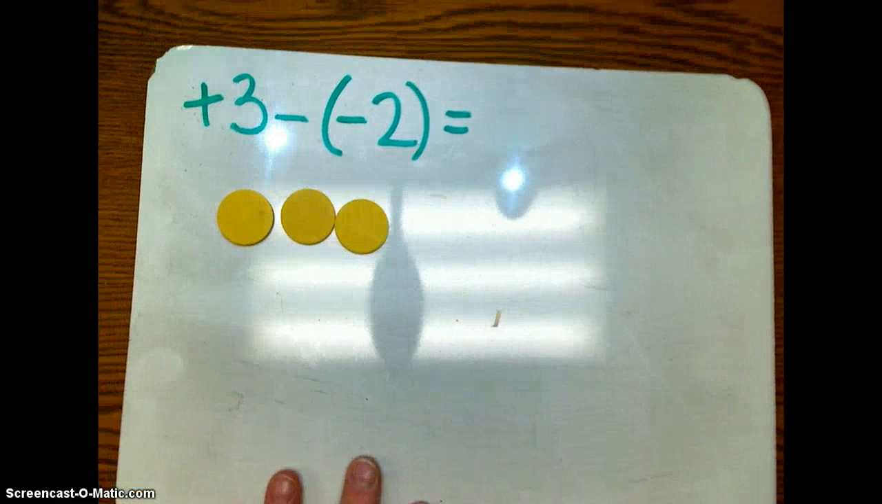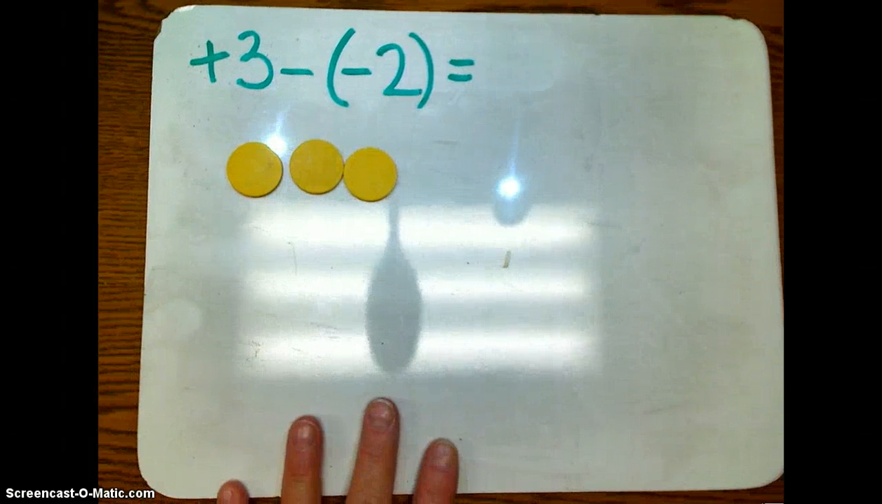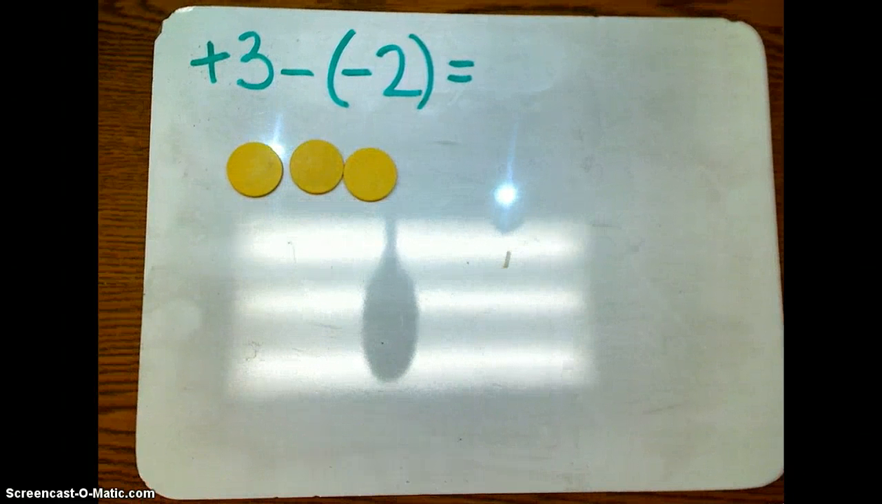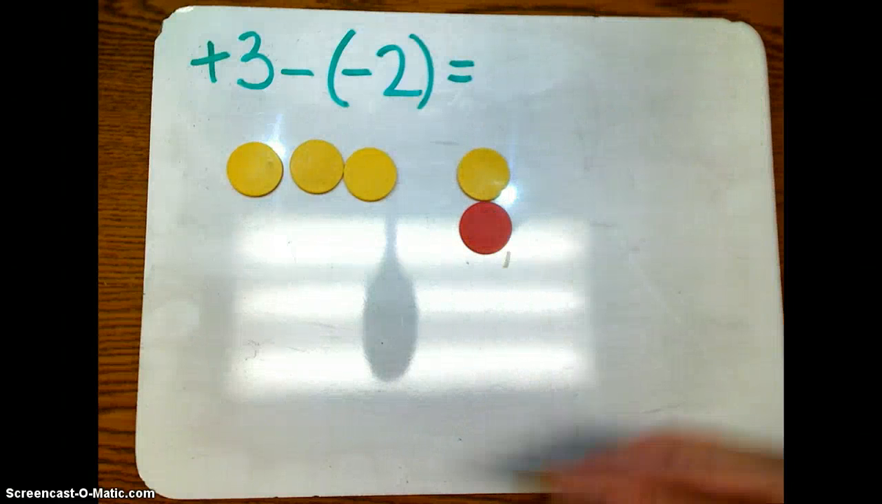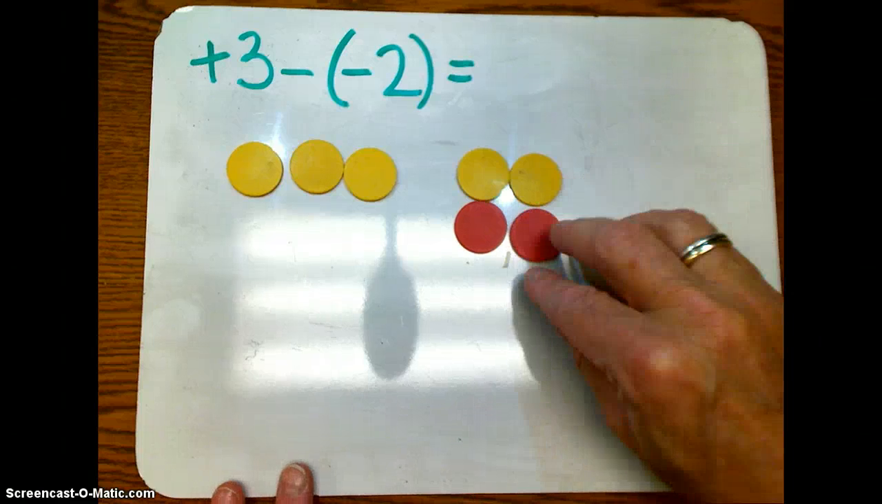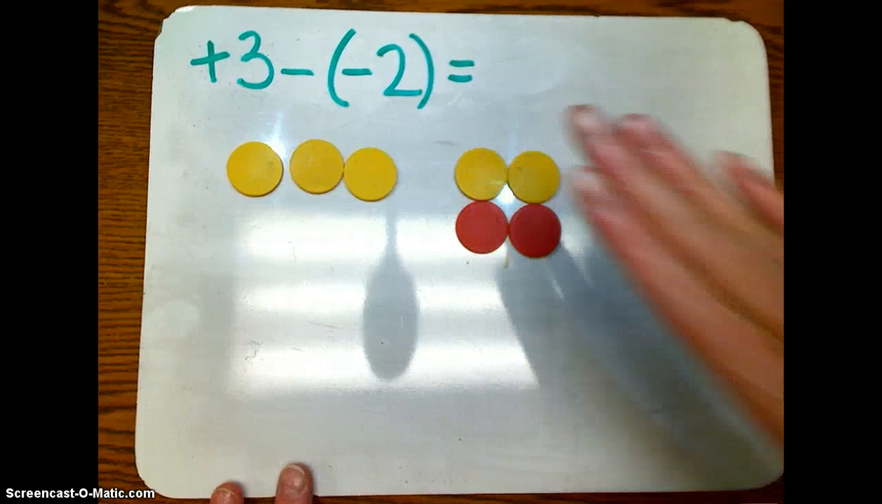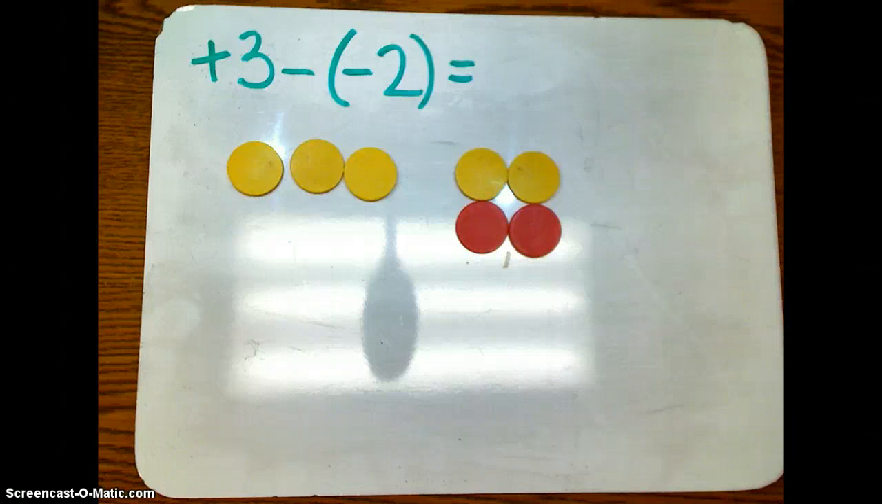Now let's look at this one. We start with a positive 3, and we want to take away a negative 2. Once again, we don't have a negative 2 in that problem to take away, so we're going to add 0 pairs. I'm going to add 2 0 pairs so that I have 2 negative 2s. Or 2 negative chips rather.